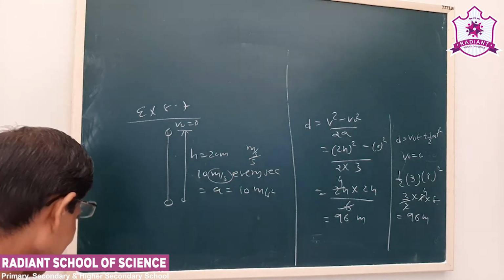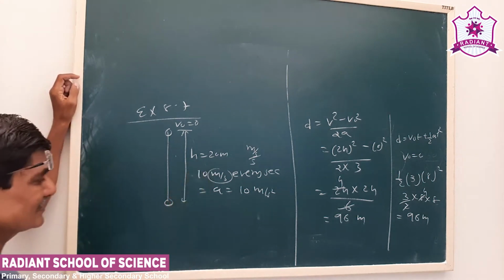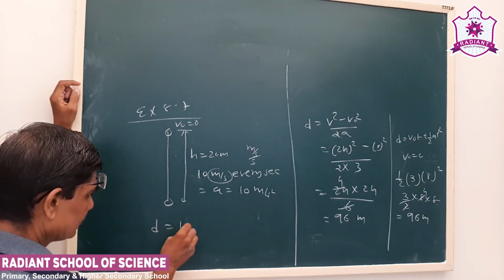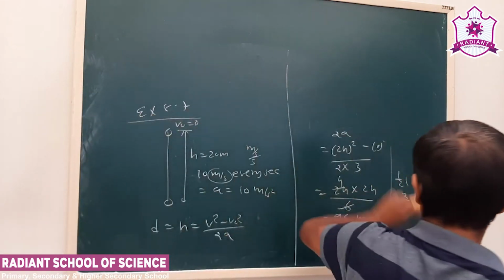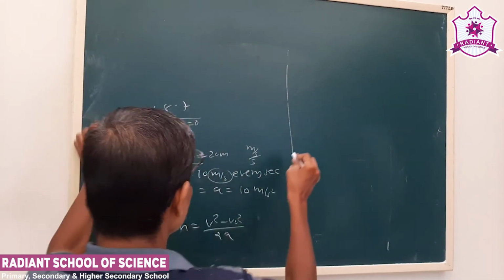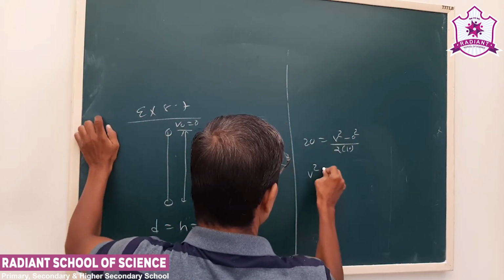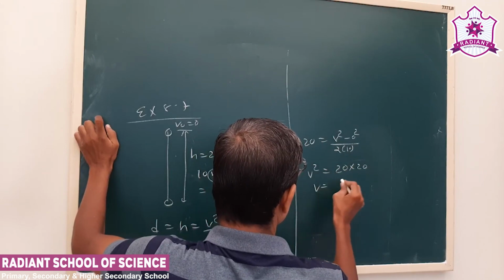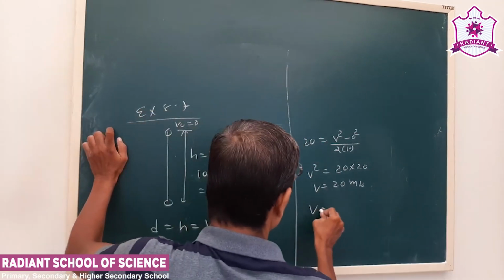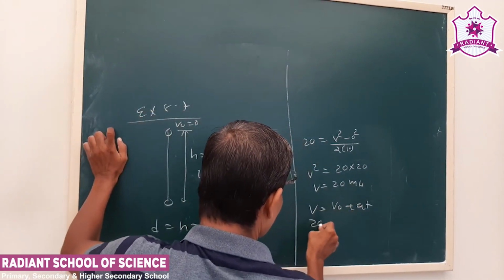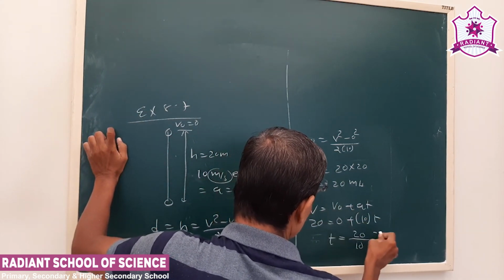What is the velocity when it reaches the ground? Now here d is h, V square minus V0 square upon 2a. Now we are given the height, that is 20. The final velocity we have to find out. So V square is 2 into 10 into 20. We have to calculate the time also. V is equal to V0 plus at. Now V0 is 0, acceleration is 10, and time is 2. 20 upon 10 is 2.